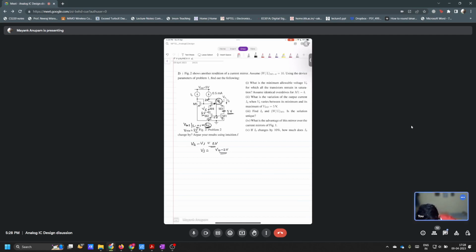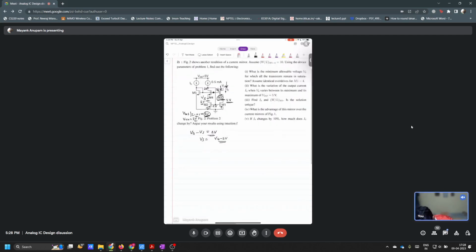Now, as you clearly pointed out, for M3 to remain in saturation, this gate VG has to be one overdrive above V naught, right? If you want to reduce V naught, you have to reduce VG. So what is the minimum value that you can have at VG? Who will govern that? If VG starts to go down, clearly this VS will also start to go down, because 0.5 milliamps has to flow through this transistor, correct?